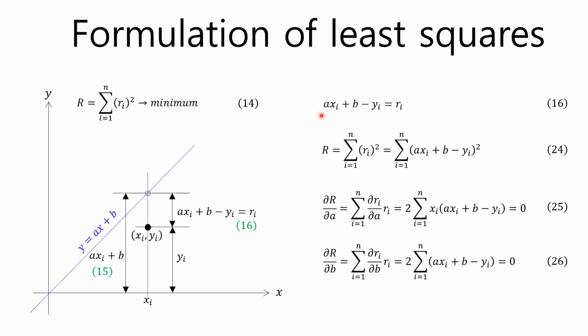Therefore, since r is determined according to a and b, a and b are independent variables of r and Ri is the dependent variable. The necessary condition for the minimum value of r in equation 24 is that the partial derivatives of r with respect to a and b are each 0. This can be expressed as equation 25 and equation 26.